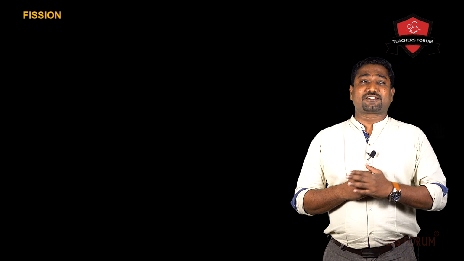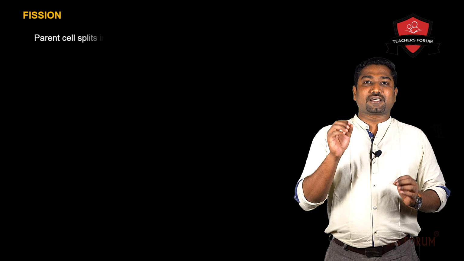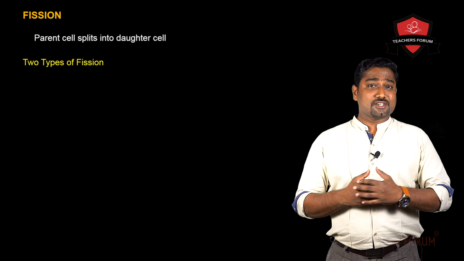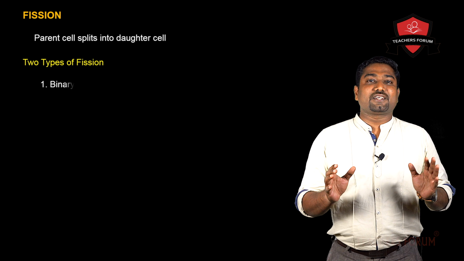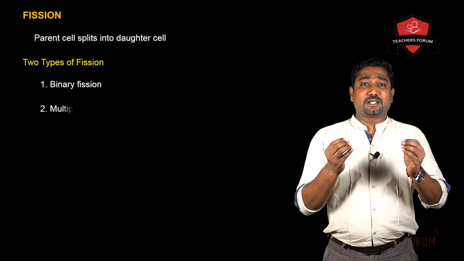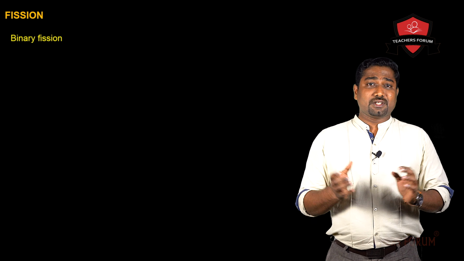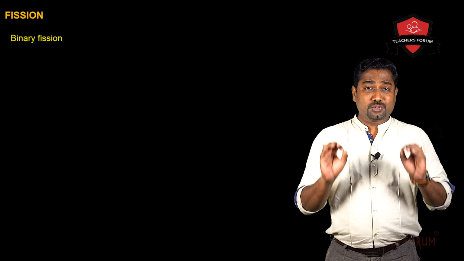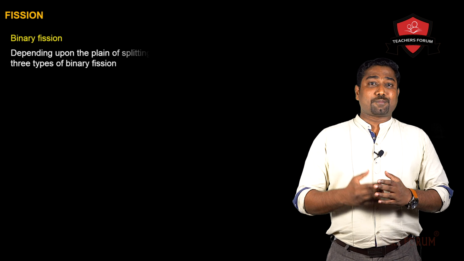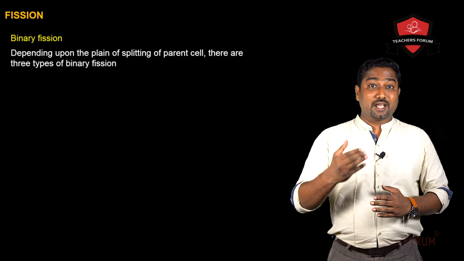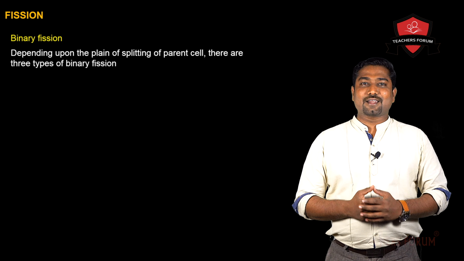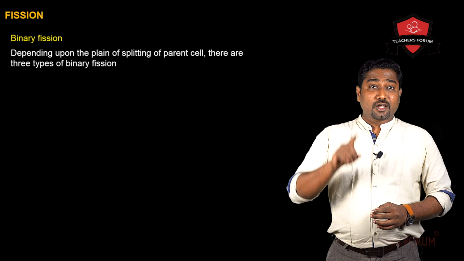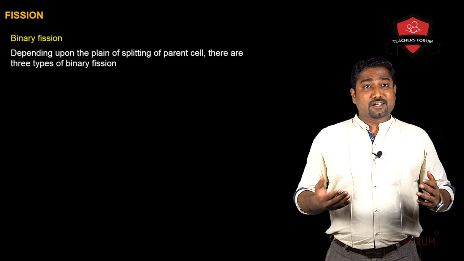So fission is a kind of asexual reproduction by which a parent cell splits to form daughter cells. There are 2 different kinds of fission: the binary fission and the multiple fission. Binary fission, as the name indicates, is a kind of asexual reproduction by which the parent cell splits into 2 equal daughter cells. Depending upon the plane of cleavage or plane of splitting of the parent cell, there are 3 different kinds of fission. They are transverse fission, longitudinal fission, and irregular fission.